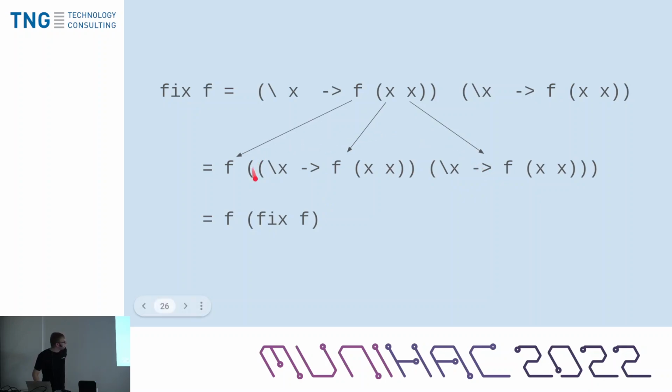And finally, you can notice that the entire argument to f is exactly the initial fix we started with. So this is equal to f of fix f. Notice that we have this symmetry. We have x applied to x here, and the entire term is applied to itself.